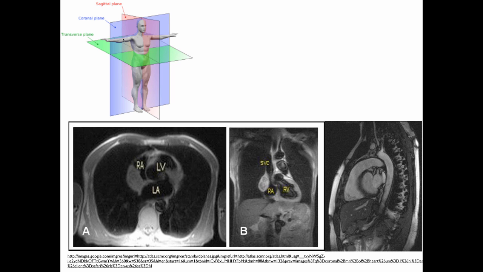The coronal plane goes from front to back, and you can see it in this image right here where you can see the heart. And then the sagittal plane goes from side to side. And so again, with the spine to the right, you can see this in the very last image. So those are the three planes of imaging.